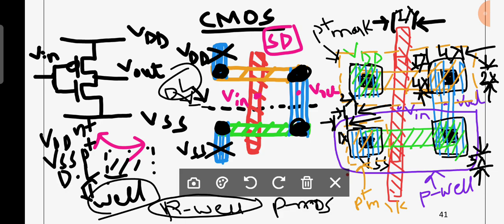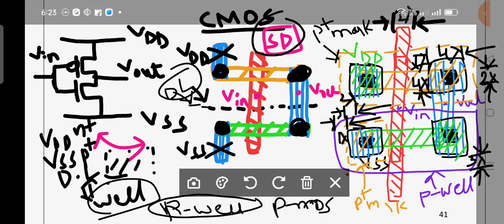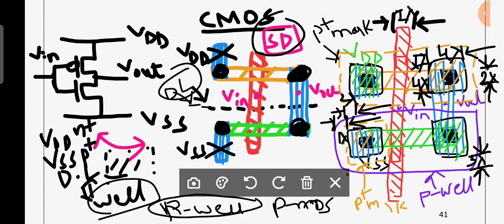If you are thorough with the stick diagram, once again I am telling, if you are thorough with the stick diagram, it is very easy for you to draw the layout. You have to just replace it as it is from the stick diagram, and a very important point: wherever there is a P diffusion, that should be covered with P mask. And when you are giving VDD and VSS, you have to give the opposite diffusion, and the demarcation line is replaced with well. Is it okay?